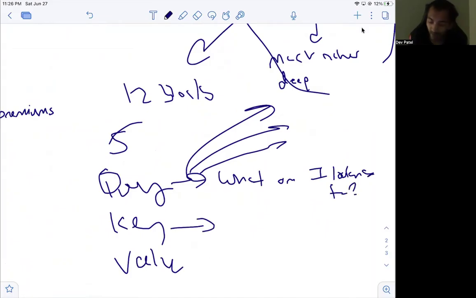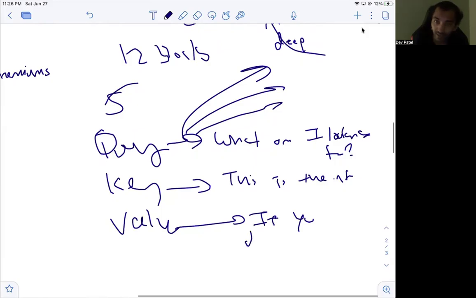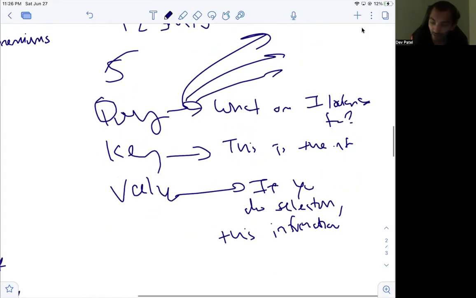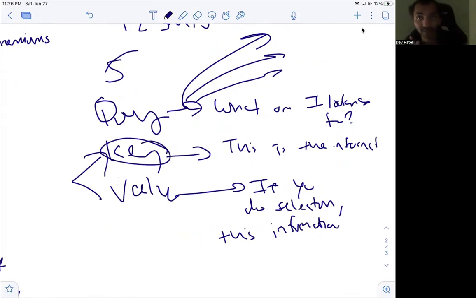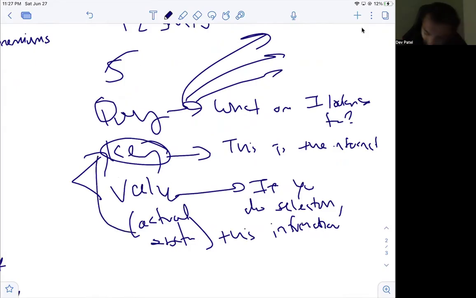Key is going to say this is the information that I carry, and value is, okay, if you do select me, this is the information that I will provide. So key and value are almost the same. Key is the information that is being carried, and value is the actual substance. Key you can think of as a summary of the substance, showing what information the token will carry.